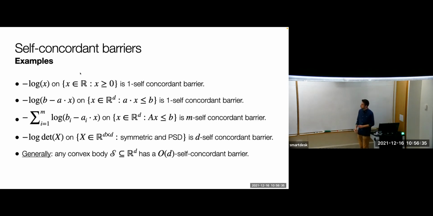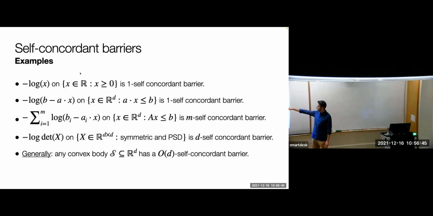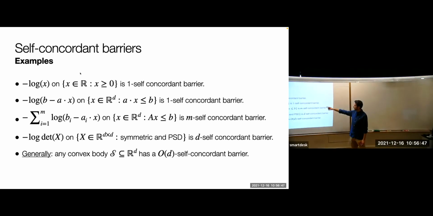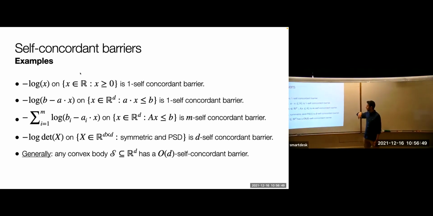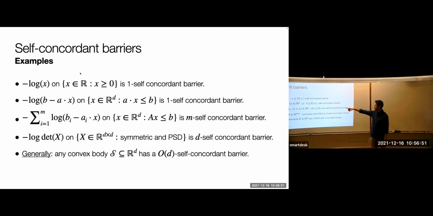So, some examples of self-concordant barriers. Over the non-negative reals, you can take minus log of x. If you have some half space, a transpose x is less or equal than b, then you can take minus log of b minus a transpose x. You can sum self-concordant barriers and get a barrier over some polytope. Over PSD matrices, you can take minus log determinant.